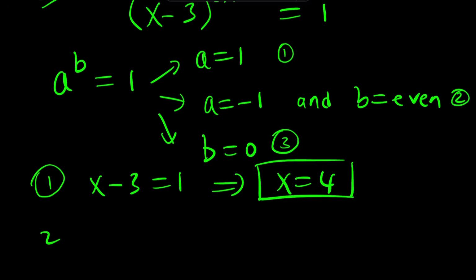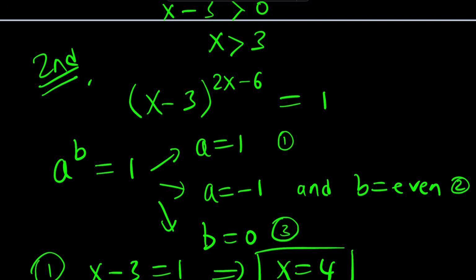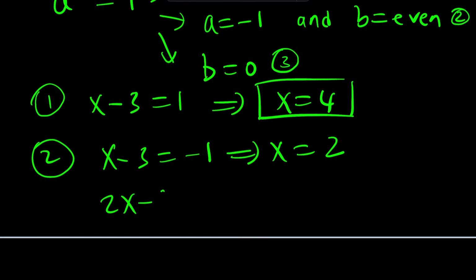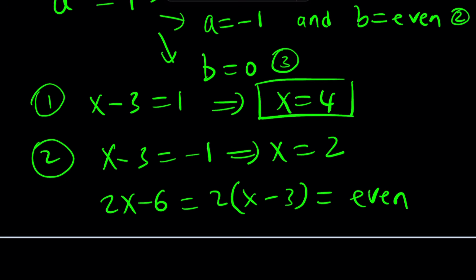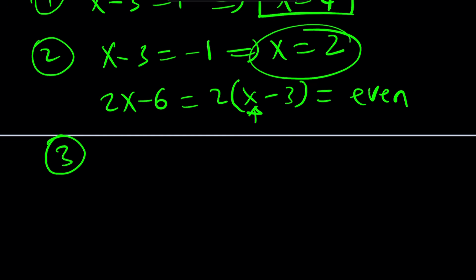Great. Second case, a is negative 1. So x minus 3 can be negative 1, and from here x becomes 2. But you have to check to make sure that the exponent 2x minus 6 is even. But guess what? 2x minus 6 is always even because it's a multiple of 2. Don't you see that? Therefore, this is always even. Obviously, if x is a fraction, that's a different story, but here x is an integer. Therefore, x equals 2 is also a valid solution, which is interesting because we did not find it with the first method. You see, that's the shortcoming of logging both sides.